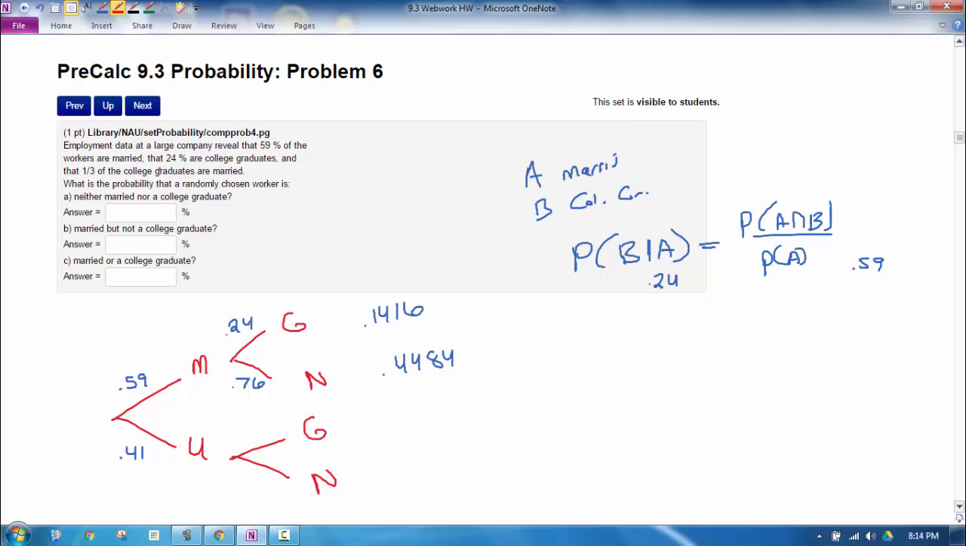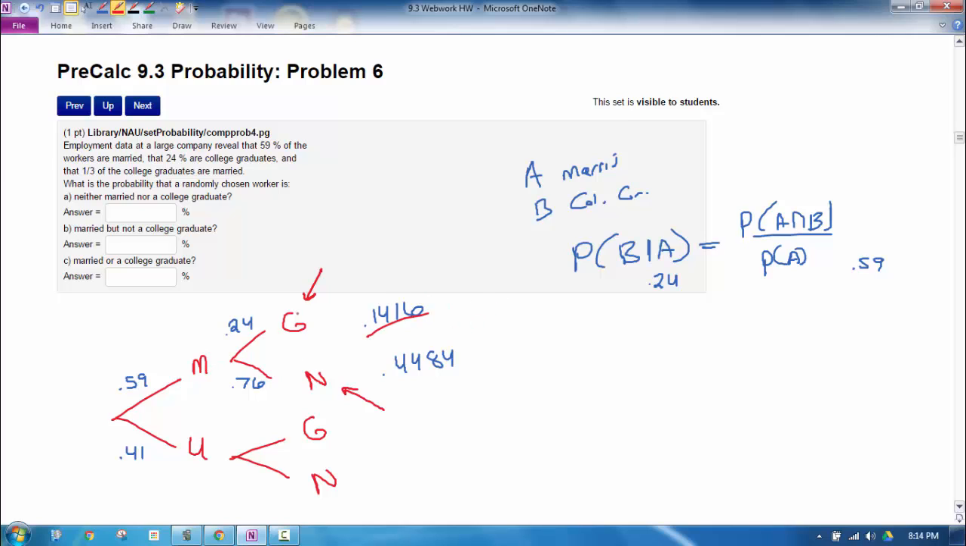I tried to do this 2 different ways using the information they gave me. I tried to make a tree diagram here, married and unmarried. 59% of people are married, which means 41% are unmarried. Of the people that are married, 24% are college graduates. That means 76% of the people that are married are not college graduates.